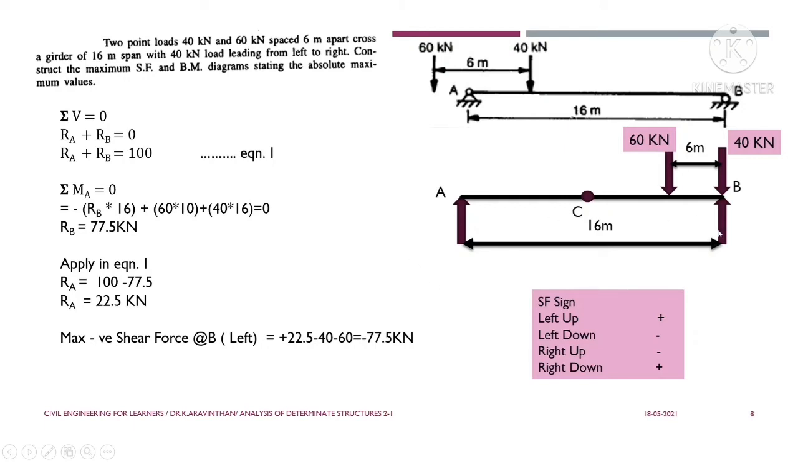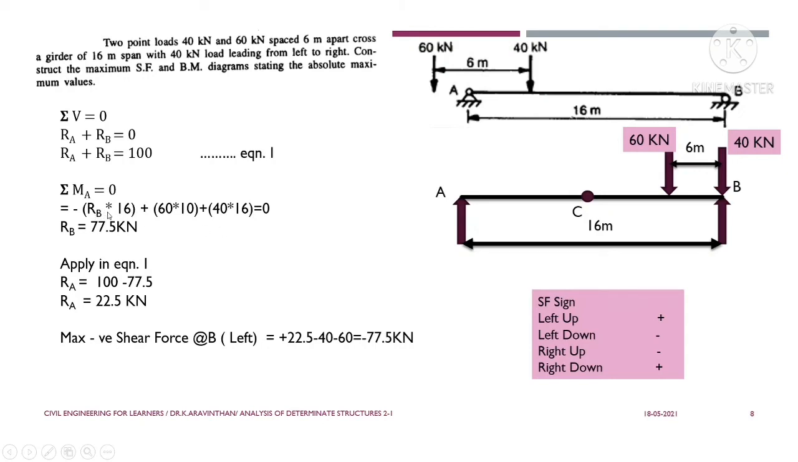Now let us find the reactions RA and RB to find the shear force. Okay, RA plus RB equal to 100, we will be using this equation, the total load being 100, and take moment at point A. If I am taking moment here, RB into distance 16, it will be anti-clockwise and it is written here, and 60 into distance. So this distance is 6 and the remaining will be 10 meter. So 60 into 10 is written here, which is clockwise, and 40 into distance 16 meter equal to 0.